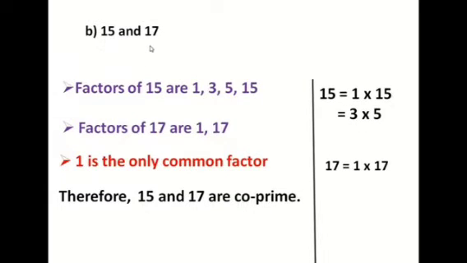Next question, 15 and 17. So the factors of 15 are 1 15s are 15, 3 5s are 15. So factors of 15 are 1, 3, 5 and 15. And for 17, 1 17s are 17. So factors of 17 are 1 and 17. So you can see 1 is the only common factor here. Therefore 15 and 17 are co-prime.